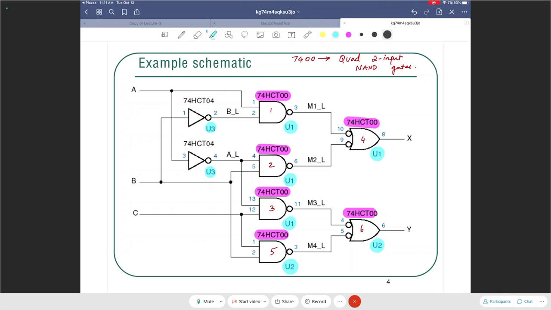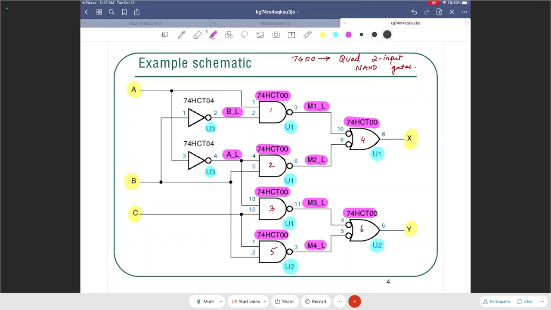What are the inputs? The inputs are being labeled here as A, B, C. What are the outputs? There are 2 outputs here, X and Y. The outputs are related to the inputs using the logic function that is represented by the schematic. And to help us design this, we also have the intermediate signals, B underscore L, A underscore L, and so on. The underscore L essentially means that it is a signal that is active low.